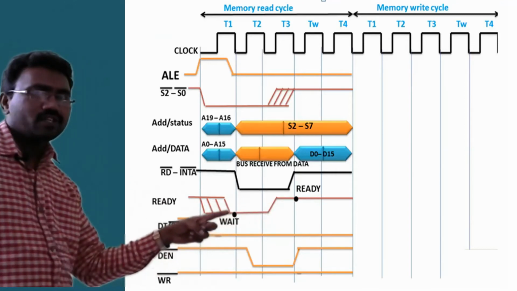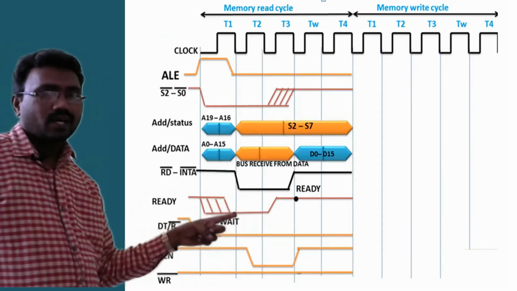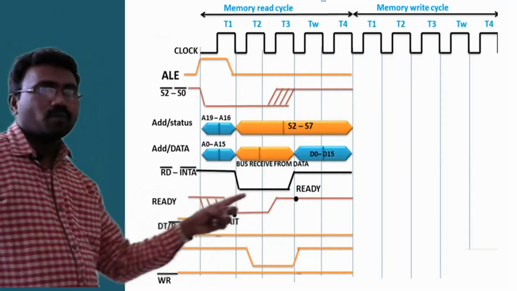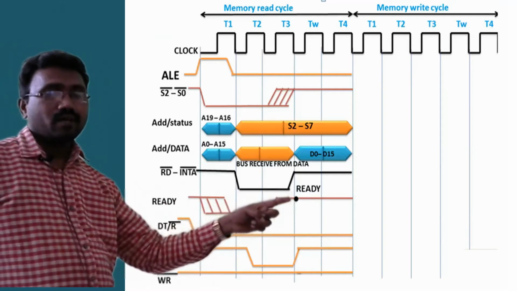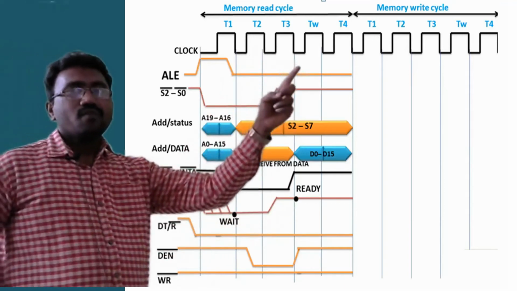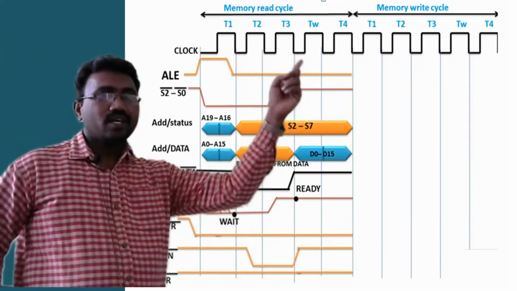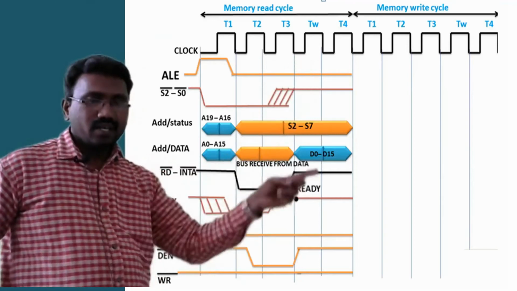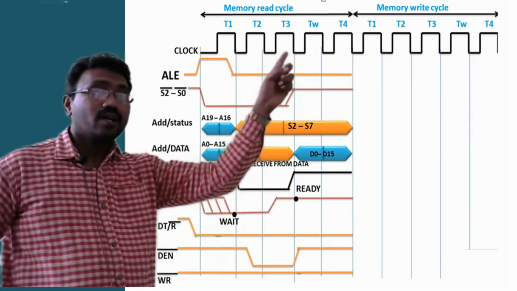If ready is 0, that IO device is not ready to transmit the data. Whenever the device is ready, it sends a signal to the processor: I am ready to transmit the data, by enabling the ready signal. So until the device is ready, wait states, TW states, are inserted between T3 and T4. Until the device is ready, some idle clock cycles are inserted between T3 and T4.